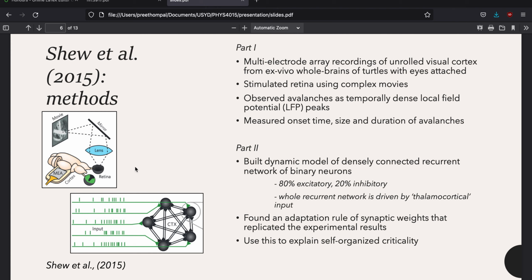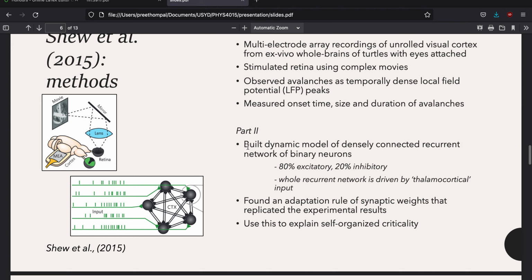And then we want to count where avalanches are occurring, because we want to see what the distribution of these avalanches are. And so avalanches are defined as temporally dense local field potential peaks. So whenever we get a peak in the local field potential, that's probably a number of spikes occurring together. And then if there's a dense number of those peaks, we think that's an avalanche. So we measure the onset time, the size, so that's just the number of peaks inside an avalanche, and then the duration of the avalanche, so when does it start up until when it ends.